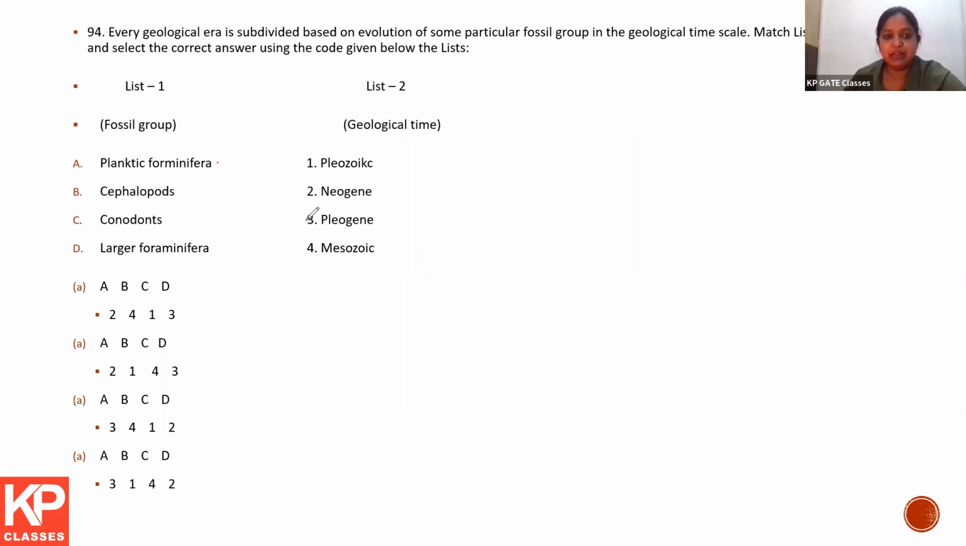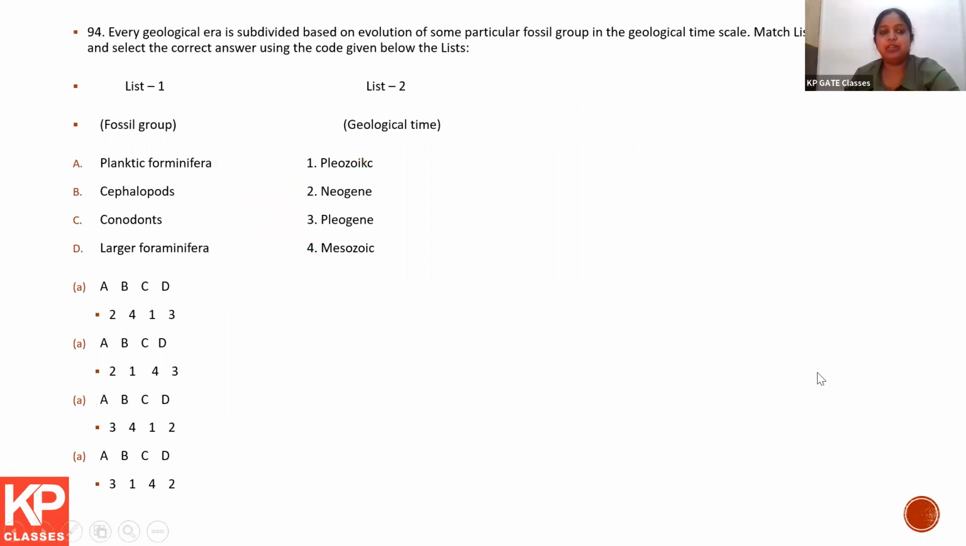So planktic foraminiferas have Paleogene age. Cephalopods are Mesozoic. Conodonts are Paleozoic. Then larger foraminiferas are Neogene in age. Okay, so here the option will be A3, B4, C1 and D2. So option C is the right answer for this question.